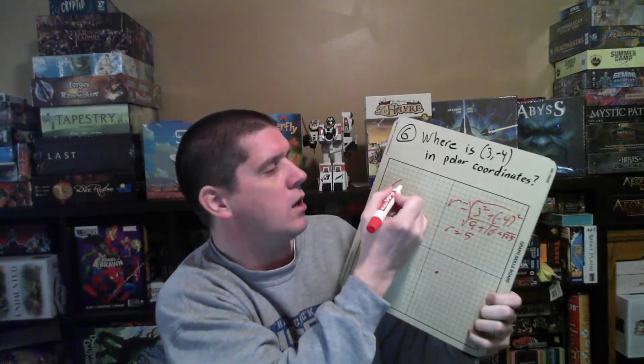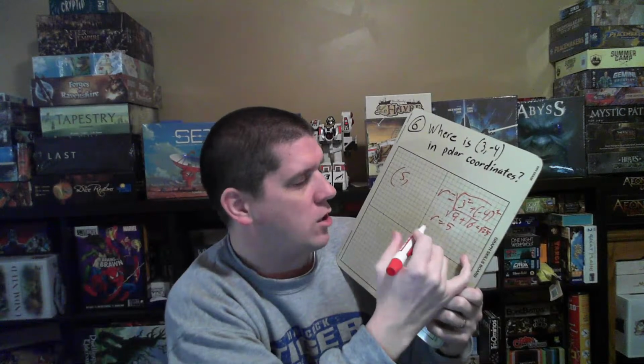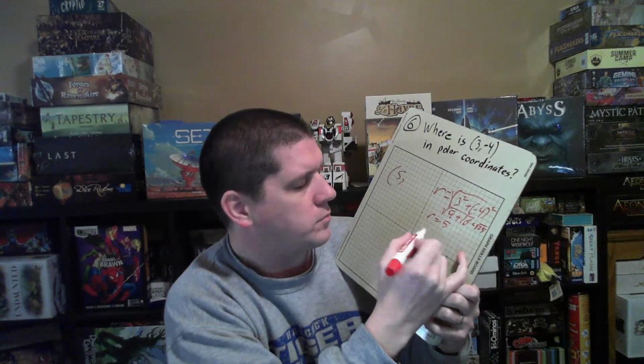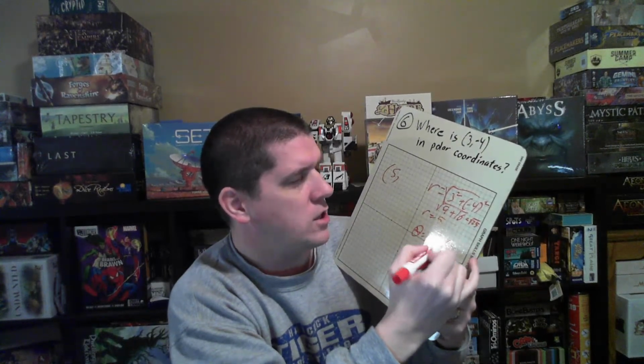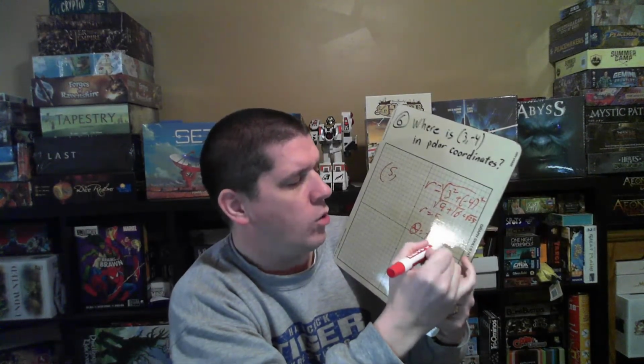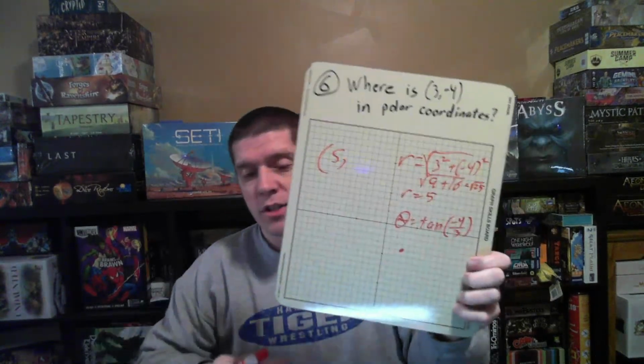So we know in our polar coordinate, it's 5 comma something. To figure out that something, we have theta equals inverse tangent of negative 4 over 3. At that point, we just let our calculators do the work for us, because that's not going to be the prettiest of numbers. So inverse tangent of negative 4 divided by 3, close that up. We get negative 53.1 degrees.